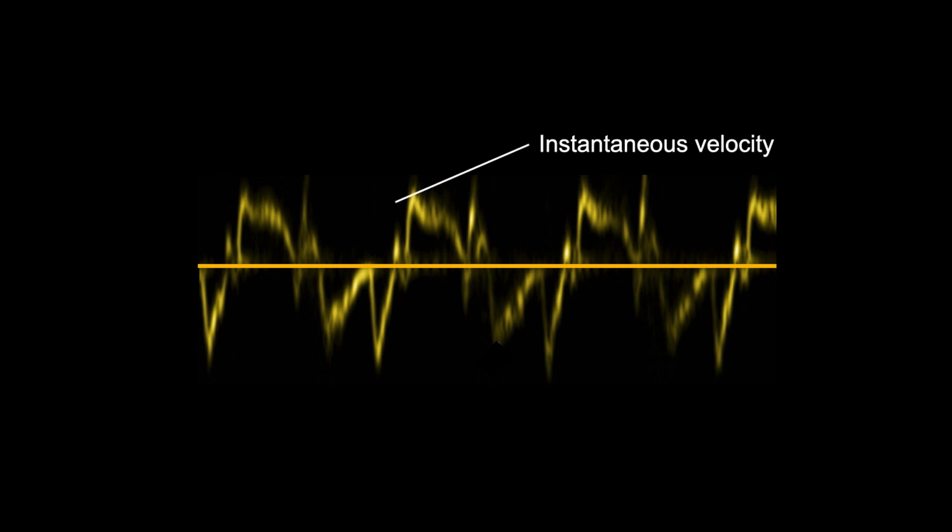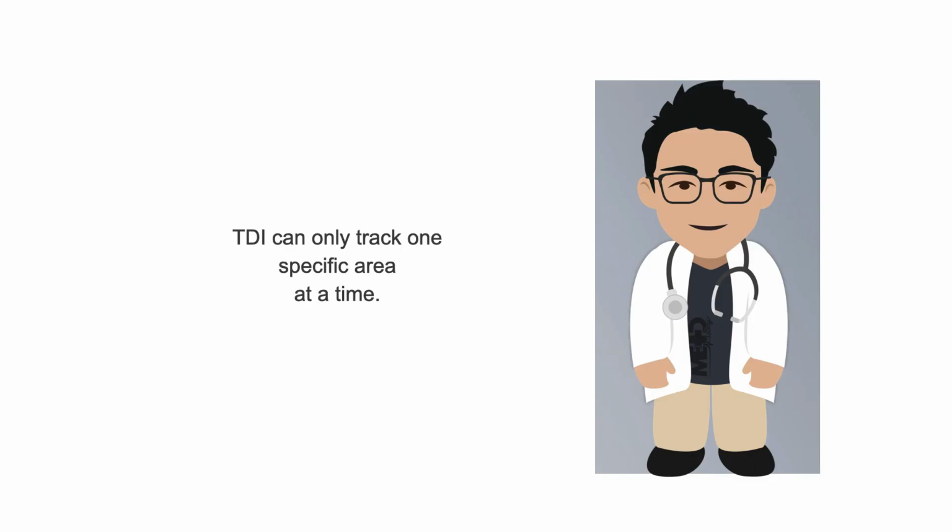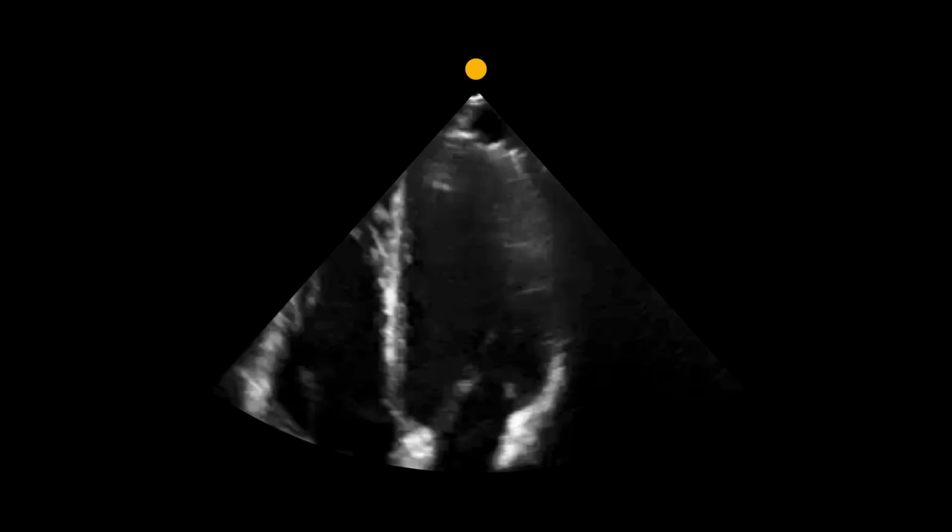TDI provides an instantaneous measurement of tissue velocity at a specific location and is used to quickly assess the diastolic function of the heart. Flow moving toward the probe is positive, and flow moving away from the probe is negative. The major pitfall of TDI is that it can only track one specific myocardial area at a time. Also, like any Doppler-based modality, TDI is bound by the same image limitations, including angle dependence of the ultrasound beam.